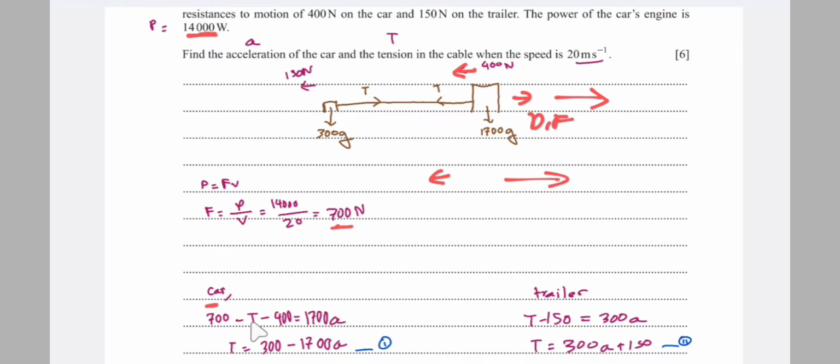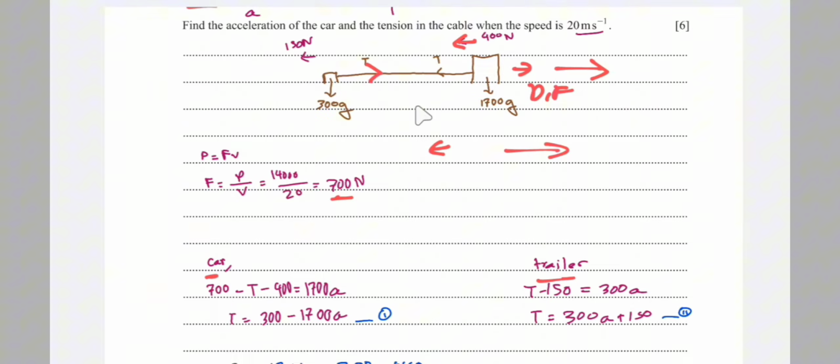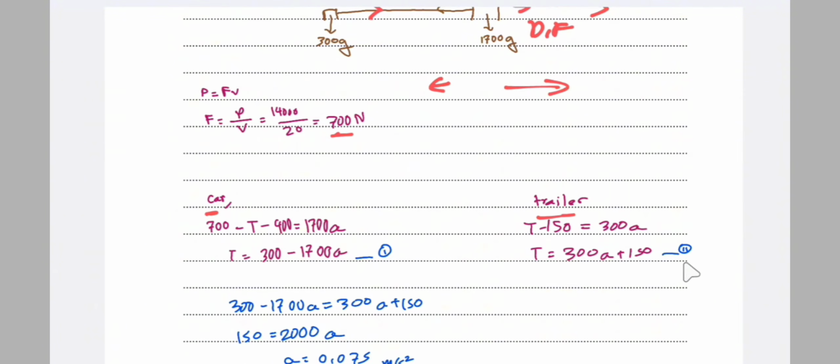So forward force is the driving force, that is 700, minus tension minus 400, since both are acting in the opposite direction, is equal to mass of the car and acceleration. So this is the first equation. Then for the trailer, the forward force is the tension force. The forward force is the tension force minus 150 is equal to mass of the trailer into acceleration. So we get the two equations.